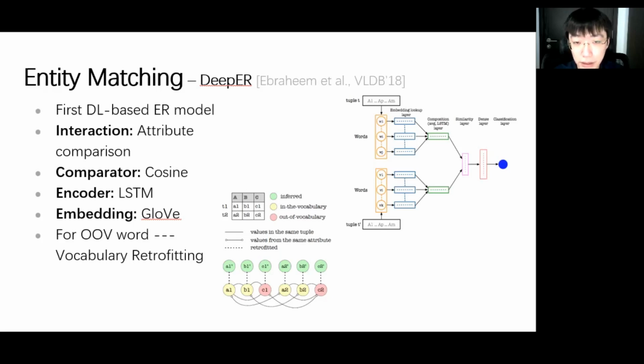The model also uses a vocabulary retrieving procedure for out-of-vocabulary words that come with no embeddings. In this step, the words co-occurring in the same tuples and from the same attribute are connected, and the initial values are assigned as the average of the k most frequent co-occurring words.